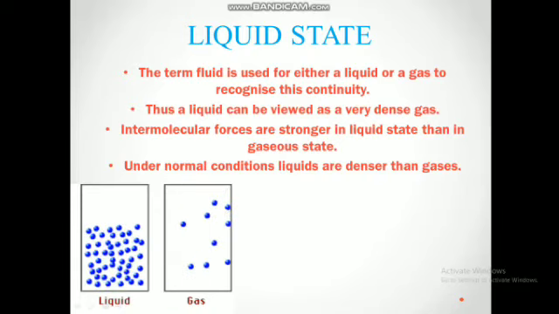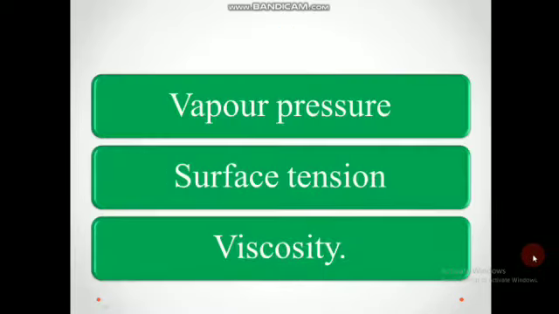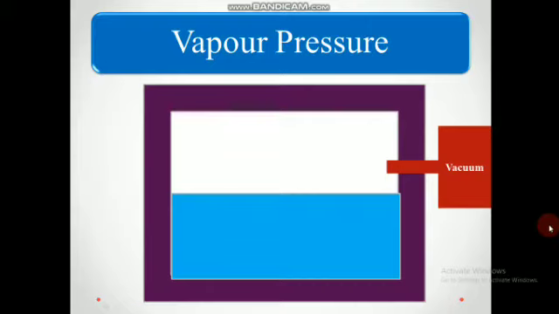We do have some properties of the liquid state to study, which are the vapor pressure, surface tension and viscosity. All these three are properties of our liquids. So initially we will study about the vapor pressure. So what is vapor pressure?